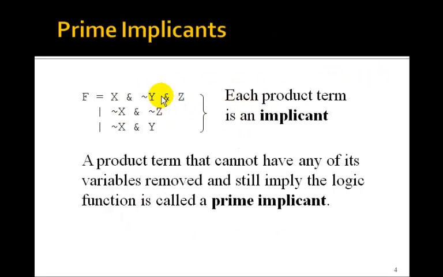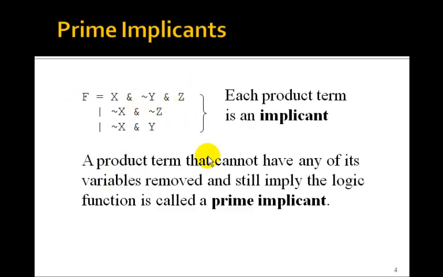Now, each product term is called an implicant. So here we have a general expression as a sum of products. If any one of these is true, it implies that F is true because 1 ORed with anything is 1. So each product term is called an implicant because it implies that F is true.